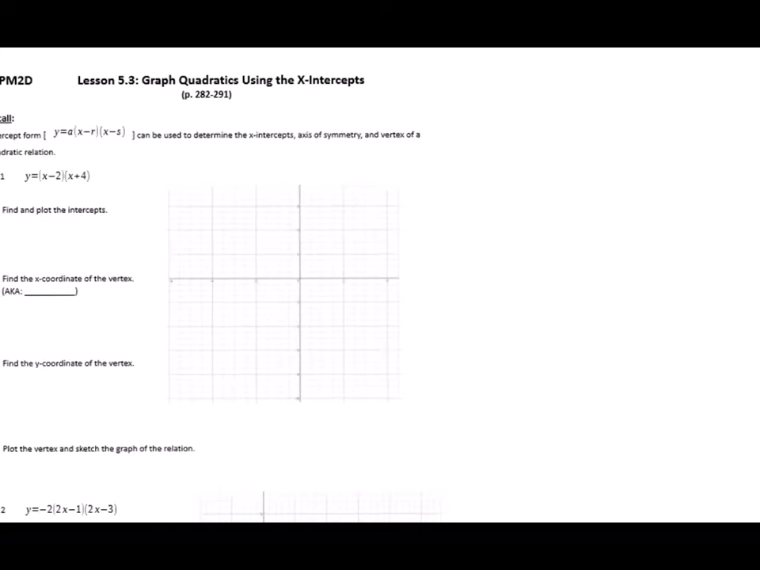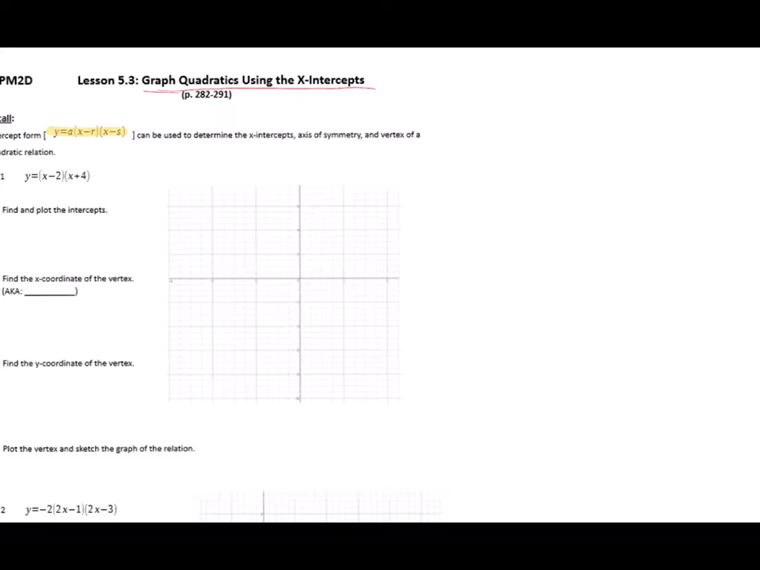So what we're going to be doing today is talking about graphing quadratics using the x-intercepts. Now, we've had some experience doing this before. When we're talking about quadratics in intercept form, we're talking about this factored form that we used to call it.